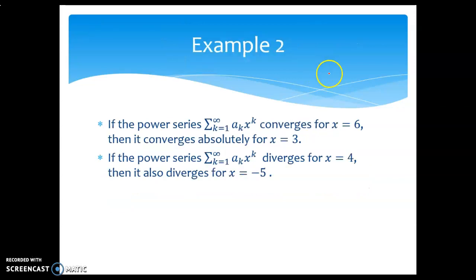And in example number 2, we have a series that converges at 6. That means it's going to converge at 3 as well, because 3 is less than 6. This series here diverges at 4. That means it's going to diverge for any absolute value of a number that is greater than 4, like -5, for instance.